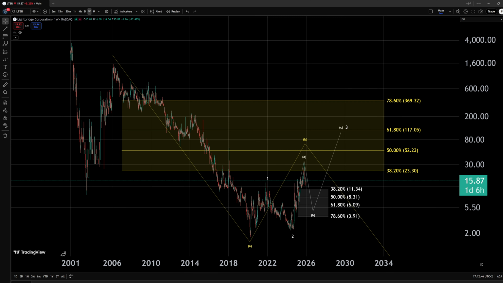In this video we are looking at Lightbridge. This was a stock analysis request from one of the followers, and I wanted to let you know that anyone can make these requests and I'll most likely cover them, especially if there is an actionable trade setup to follow.